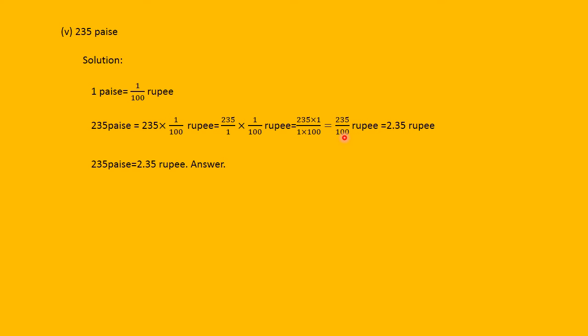Because you are dividing it by 100, we have to change it into decimal. So 2 places after the decimal. So 235 will be converted to 2.35. So 235 paise is equal to 2.35 rupee. That is the answer.